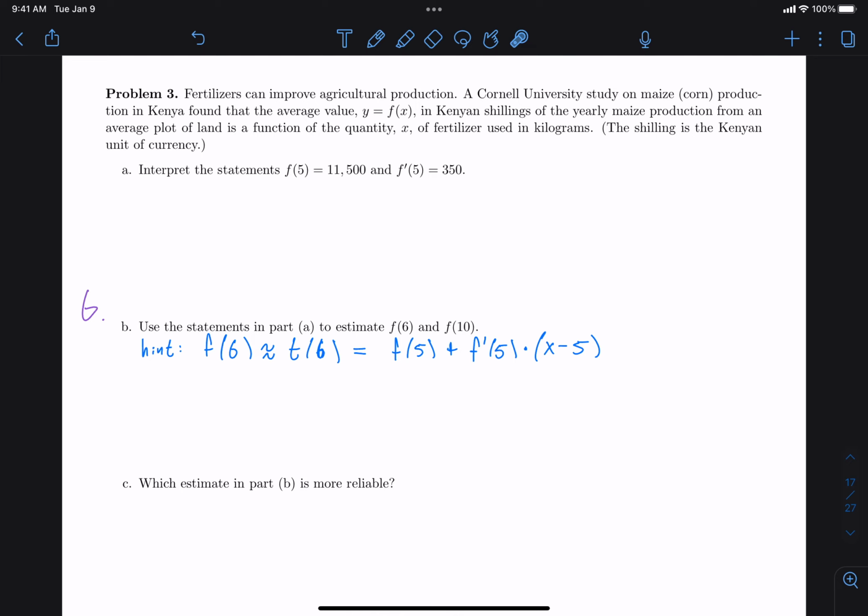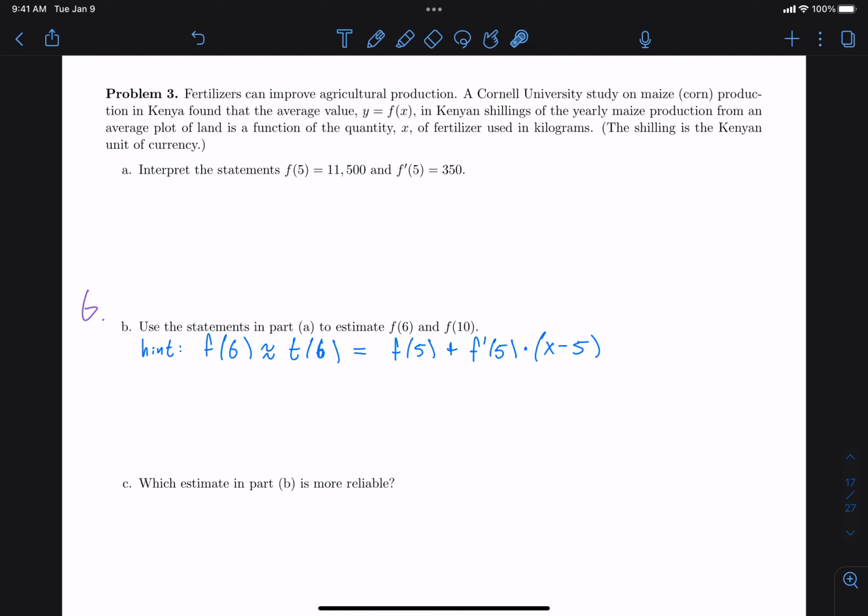Okay, well, A is just asking you to interpret the statement f of 5 equals 1,000. But for B, yeah, you're on the right track, right? We're going to put f of 5 in for f of 5, and f prime of 5 in for this. But then what's going to be different when we're doing f of 6 and f of 10? Okay, that means that our x value is going to be either 6 or 10. So that's exactly what we're going to put right here.